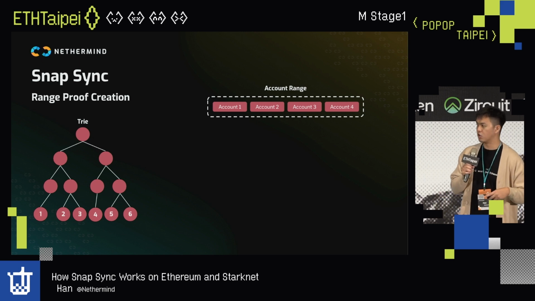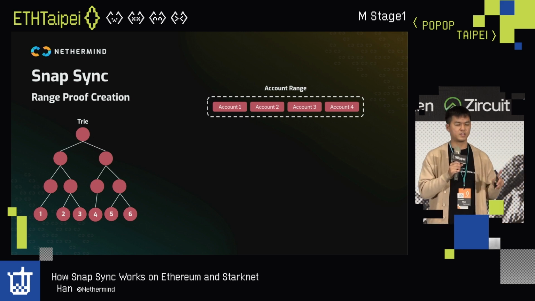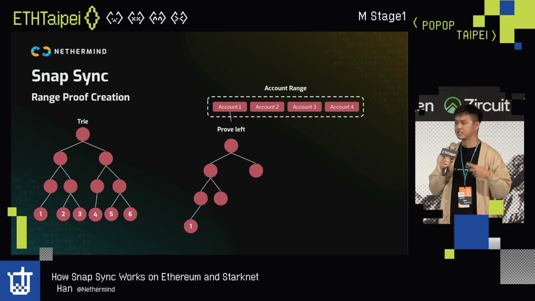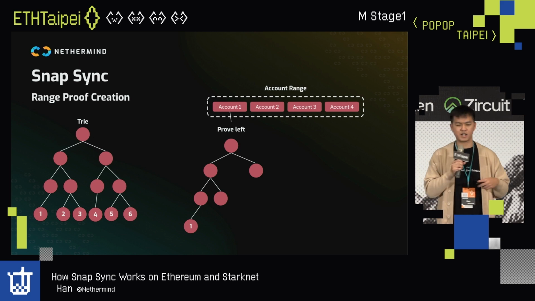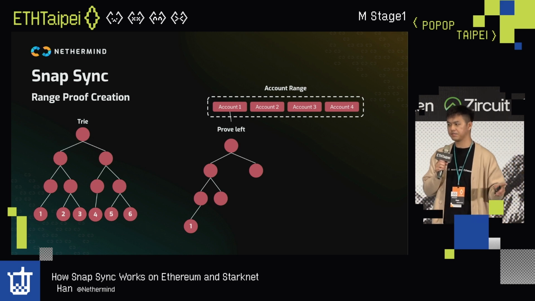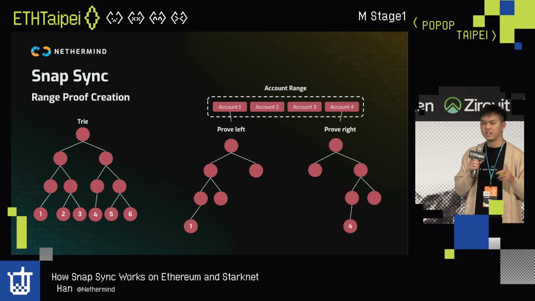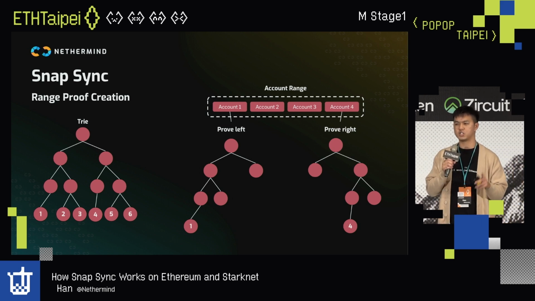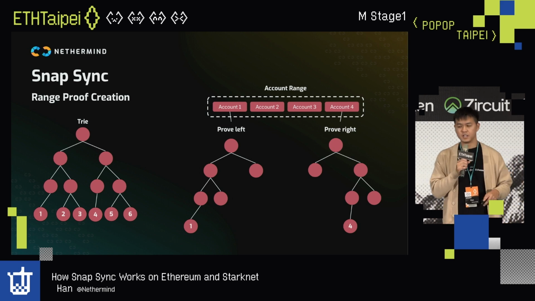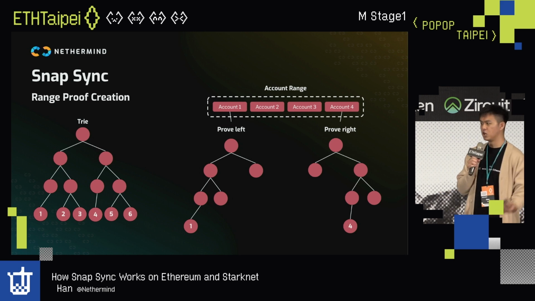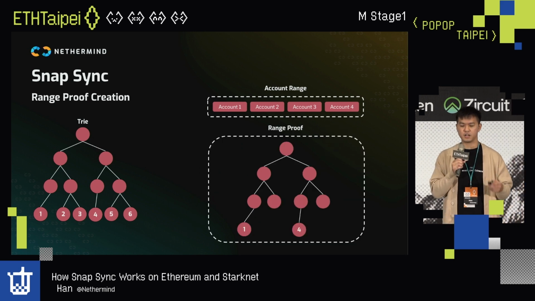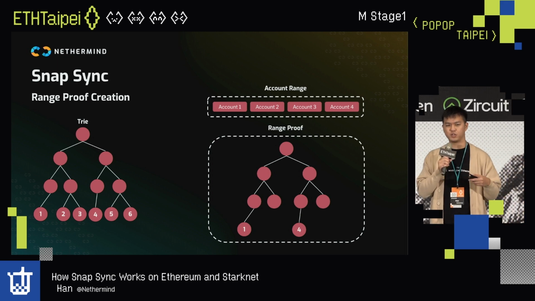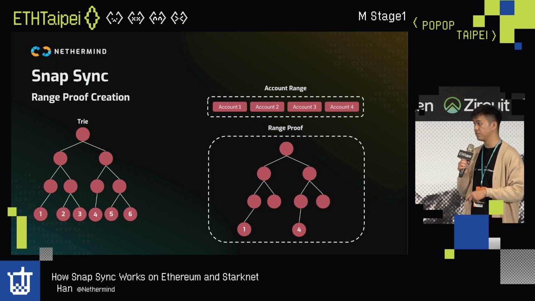So the first step in generating the range proof is to prove the left side, meaning to prove the first item or the first account in the range. So here you will generate a Merkle proof for the left side, and then you're going to generate a Merkle proof for the right side. Here in this example it is account 4, which is the last item in the range. And then a range proof is basically merging these Merkle proofs together. So this is what a range proof looks like. It's kind of like a partial view of the trie. So this is a range proof.